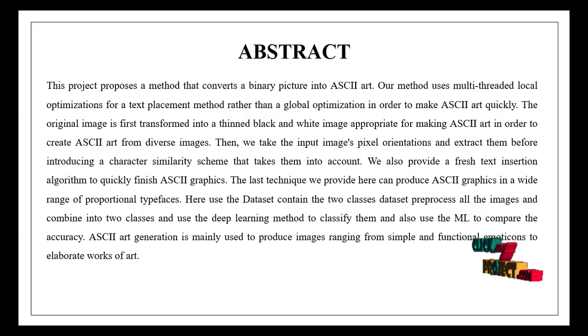The original image is first transformed into a thin black and white image appropriate for making the ASCII art. In order to create ASCII art for diverse images, we take the input image's pixel orientation and extract it before introducing the character similarity scheme that takes it into account. We also provide a fresh text insertion algorithm to quickly finish the ASCII graphics. Lastly, we can produce ASCII graphics in a wide range of proportional typefaces.